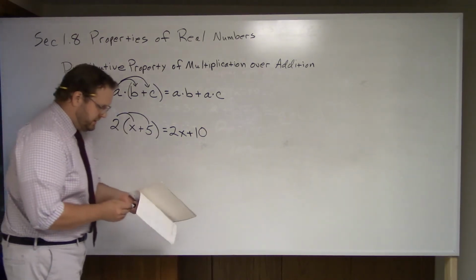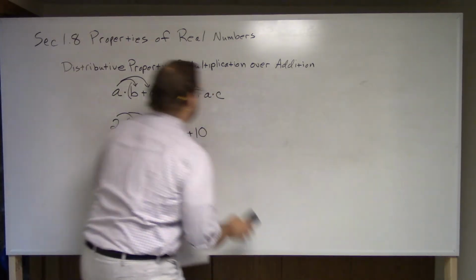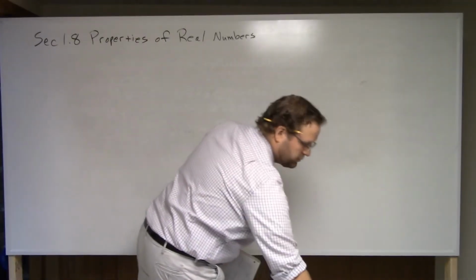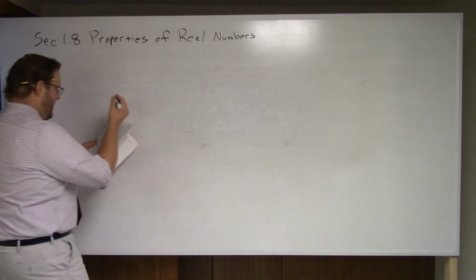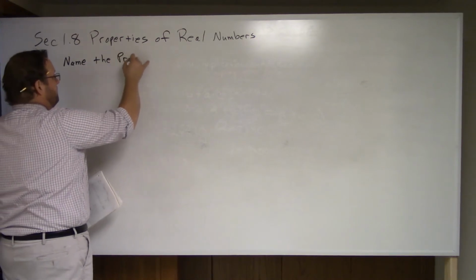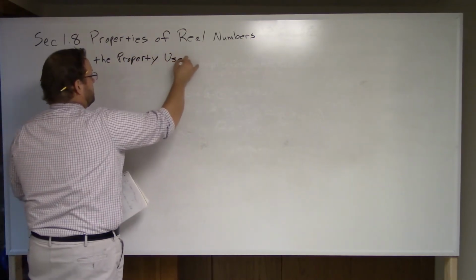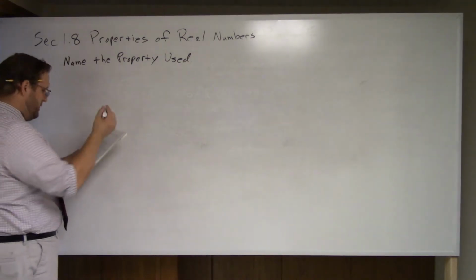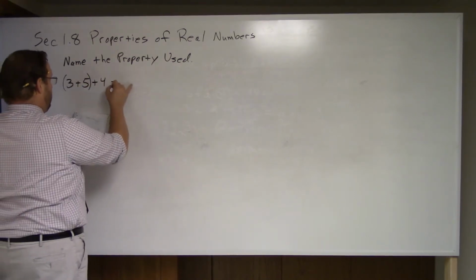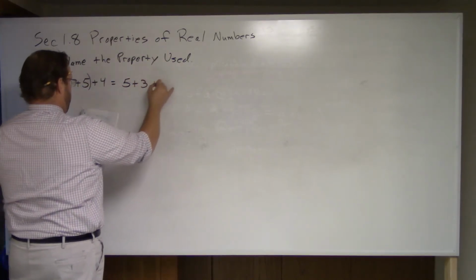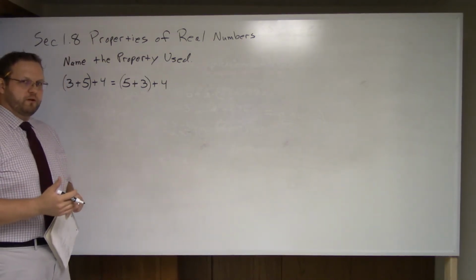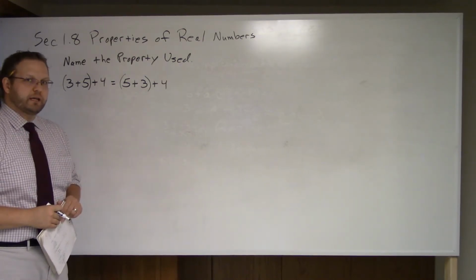Okay, so let's look at some examples of what kind of questions they're going to ask you. And then there are a couple other properties we're going to finish up with afterwards. So I want you to name the property used. Okay, and let's start out with this. Which of the properties that we've talked about so far is being illustrated with this example?